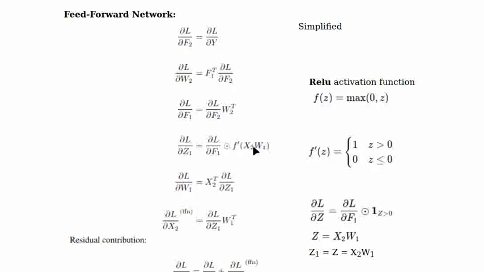The Z1 here is actually this argument X2 times W1, and so this is the derivative of the function with respect to the argument. And suppose we use the ReLU activation function, then f(z) is equal to maximum of 0 and z. And the derivative of it is given by this formula. It is equal to 1 if z is larger than 0, and it is 0 if z is smaller than or equal to 0. So this is known.